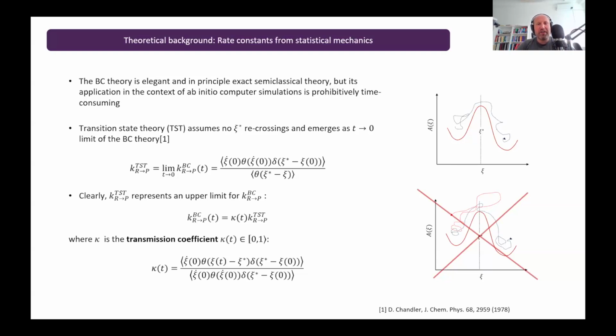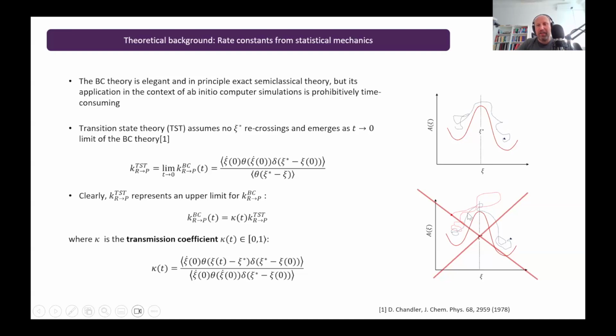So that's why we need to make some further assumptions, some further approximations, to make the calculation of the rate constant feasible. In the context of ab initio computer simulation, it's transition state theory which is almost exclusively used. Unlike Bennett-Chandler theory, transition state theory assumes no transition state recrossings. That means within transition state theory, we only consider trajectories which start in reactant, and once they pass through the transition state, they necessarily continue towards product.